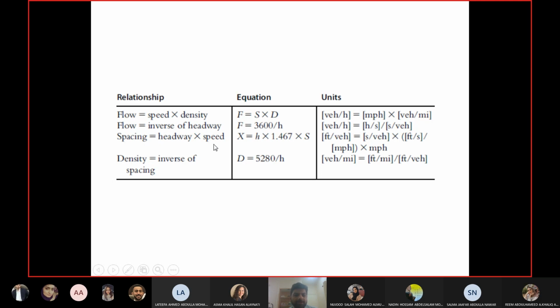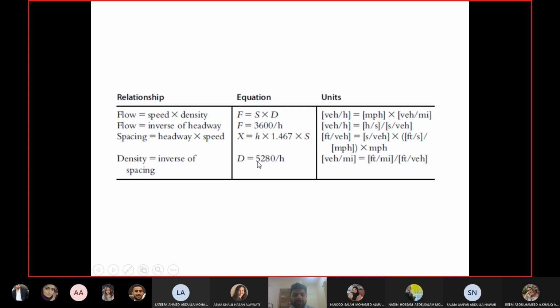Then spacing equals headway into speed, and we did one example about it in the last lecture as well. Spacing is feet per vehicle, so after this many feet, you will have the next vehicle. Density is then the inverse of spacing, because density is vehicles per mile, or vehicles per length, and spacing is length per vehicle. So you take the inverse.